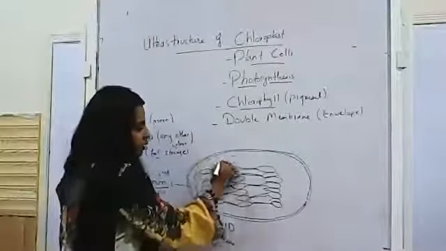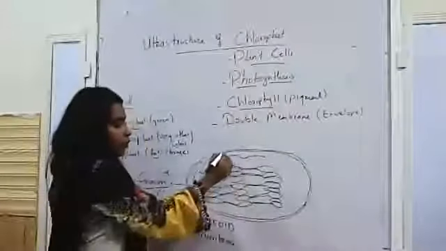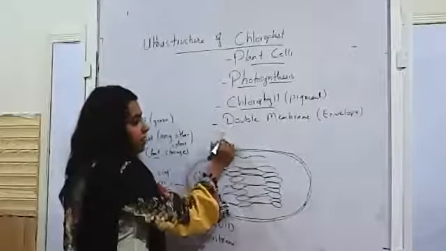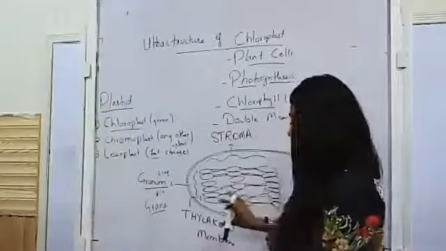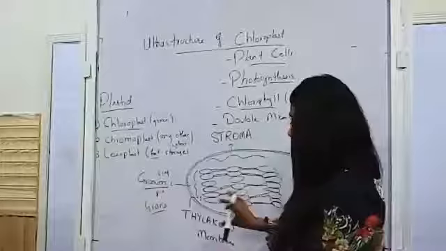A fluid is present, and for this entire area, all the grana with the fluid, we have a word, and the word is stroma. It's not called a matrix. Just like the mitochondrial matrix was the inward foldings of cristae along with the fluid and all the enzymes, in the case of chloroplast, the system of grana along with the fluid and the enzymes, everything contained within the bilayer of membrane, is termed stroma.